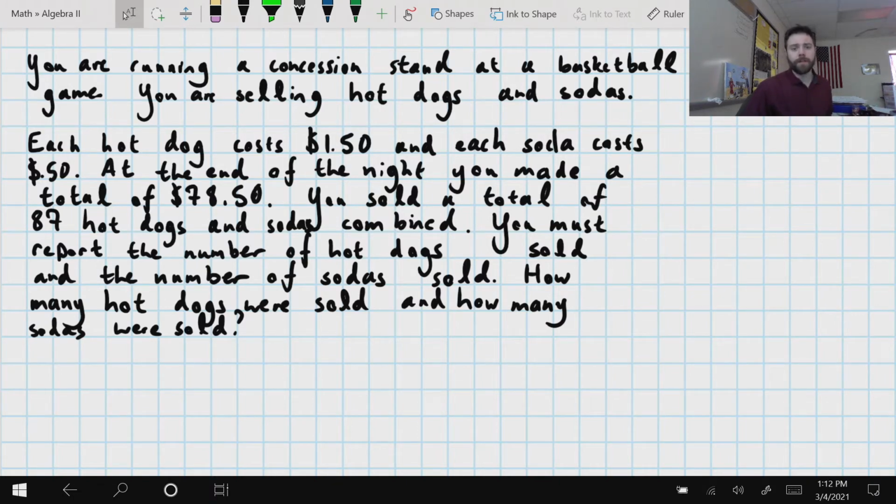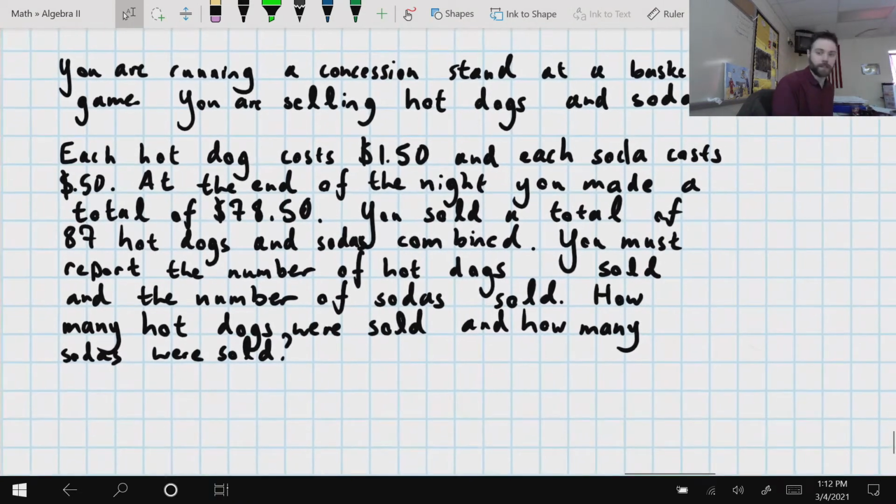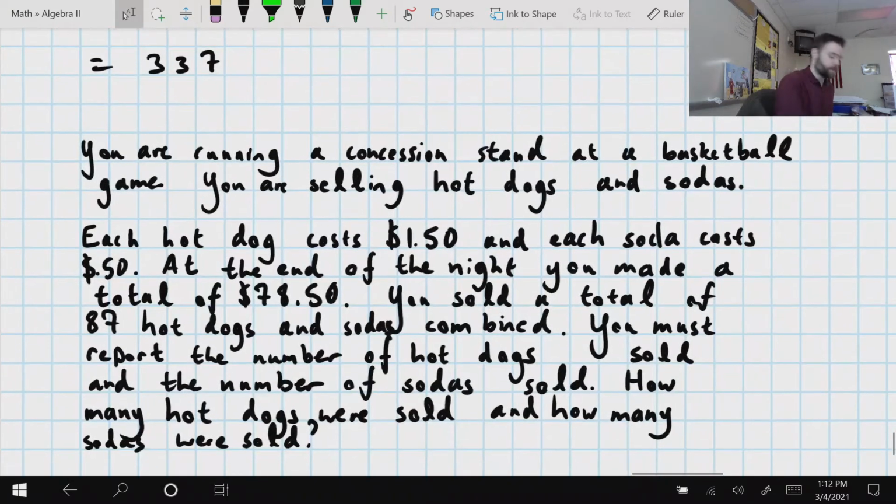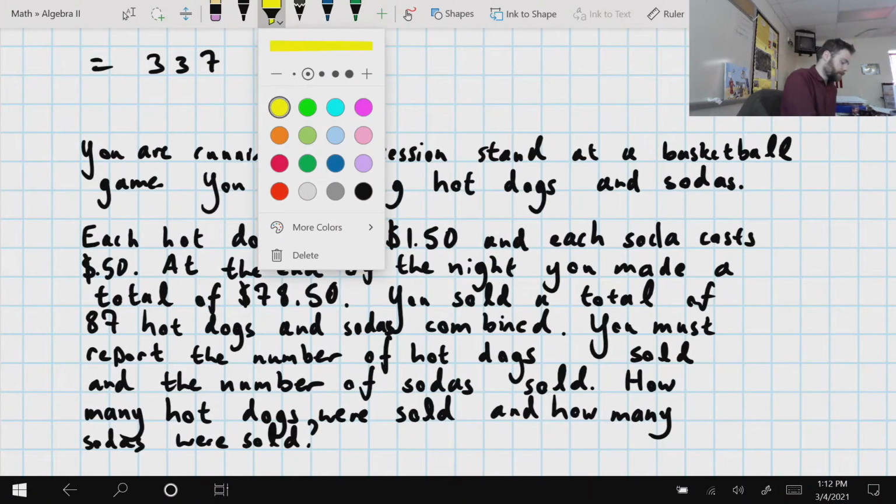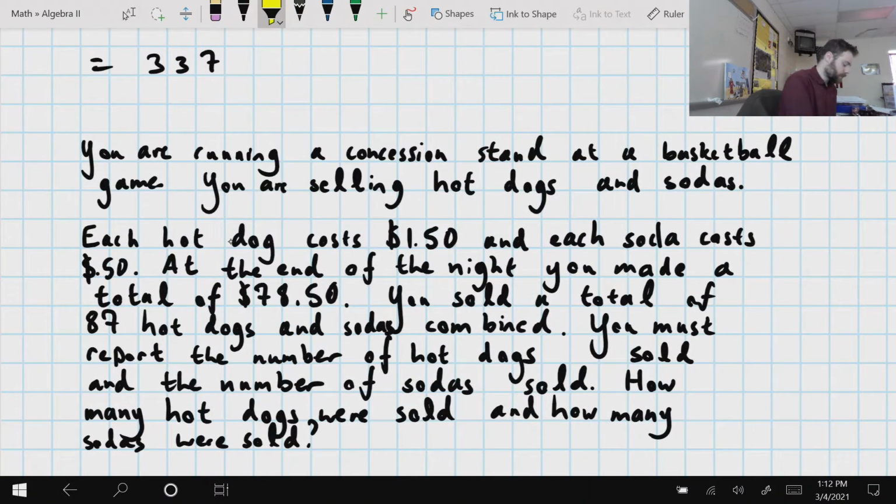So if you want to figure out the amount of hot dogs and sodas, you're going to have to set up two equations. Whenever you have two unknowns, you need two equations to solve them out. So let's see if we can set this up. Let's see what the information is and what is useful here. Each hot dog costs $1.50, so that's important. And then each soda costs 50 cents. So that's going to be important for the setup of our equation.